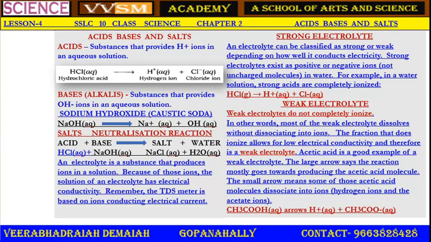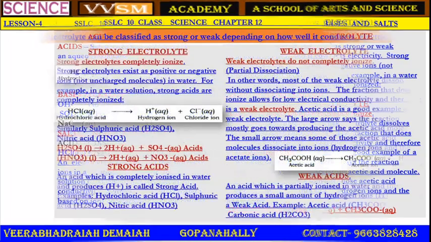And the weak electrolytes. What are the weak electrolytes? Most of the weak electrolyte dissolves without dissociating into ions. The fraction that does ionize allows for low electrical conductivity, and therefore it is a weak electrolyte. Example, acetic acid is a weak electrolyte. Acetic acid is a weak acid. So when it dissociates into respective ions, H+ ions and CH3COO-, that is acetate ions.